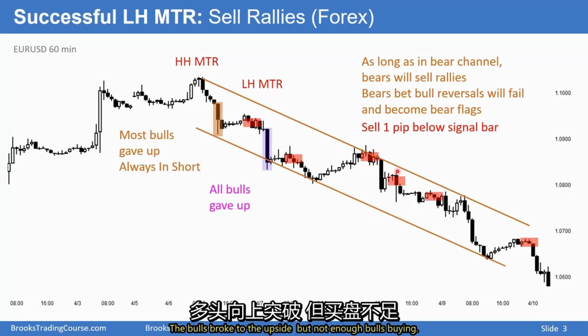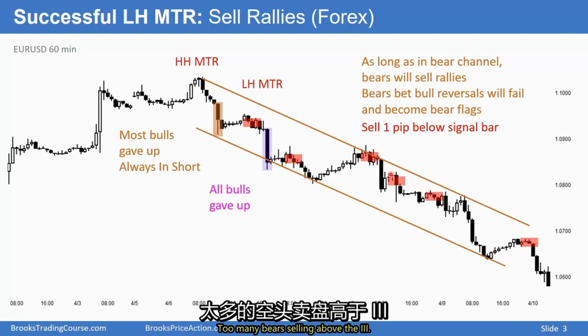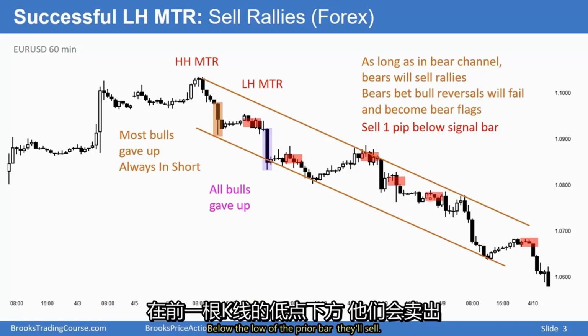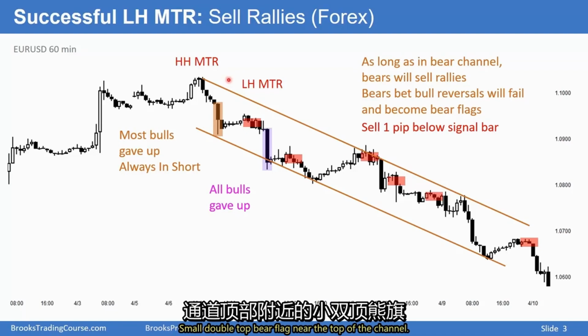The bulls broke to the upside, but not enough bulls buying, too many bears selling above, and the market reversed down. Sideways, a small double top bear flag. Traders will sell below the low of the prior bar. Small double top bear flag near the top of the channel.